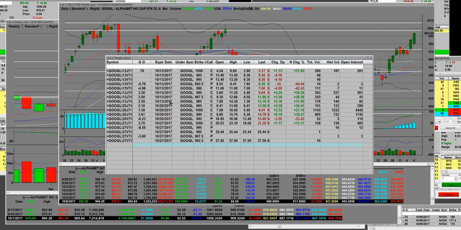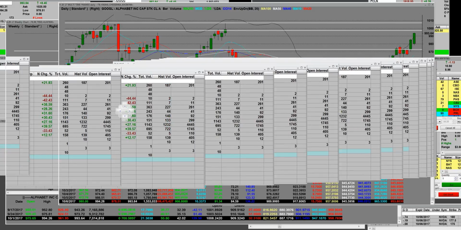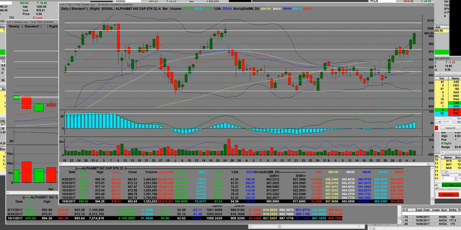We got the 13th. We got calls. We got puts. We are going out. We have 1020, 1027, and 1013, both calls and puts, both sides of the markets. So what we're going to do now is I have a daily chart on Google.